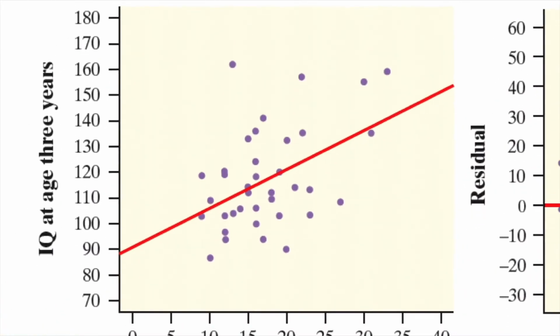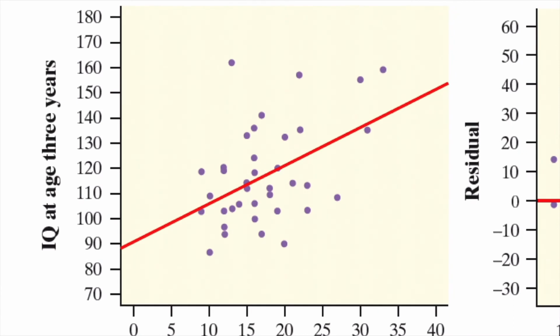Here is the, this is a scatter plot. This is the scatter plot. Positive linear relationship. Just look at the dots. Is it a strong, moderate, or weak positive relationship? Just by looking at the dots.